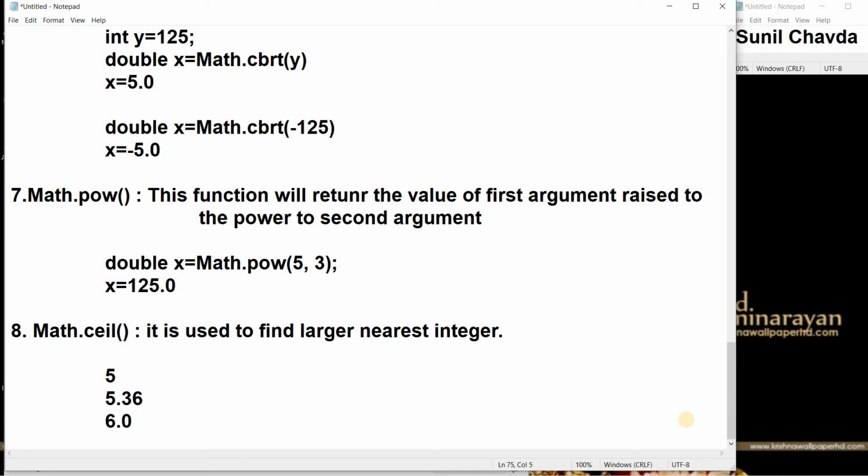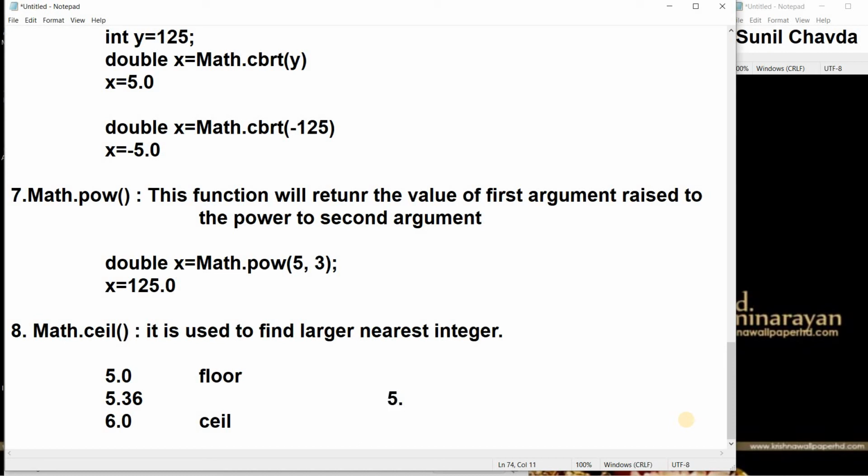My question is, 5.36 is a double value, so I get a bigger value and a smaller value. 5.36 is coming between 5 and 6. Now from 5 and 6, which number is larger? Absolutely correct, 6 is the larger number. That 6 is known as the ceil of 5.36, and 5 is the floor of 5.36. So we have a floor function and a ceil function.